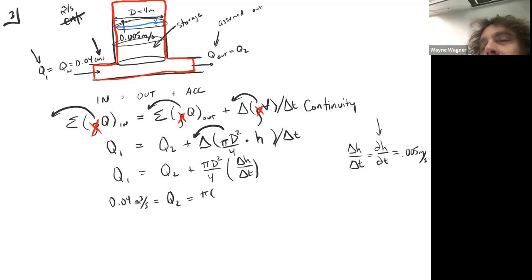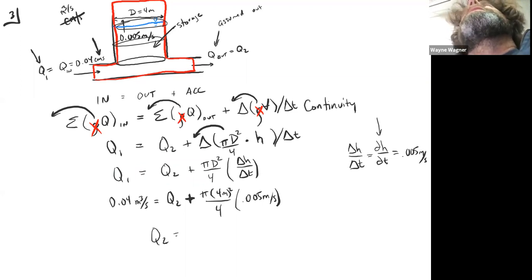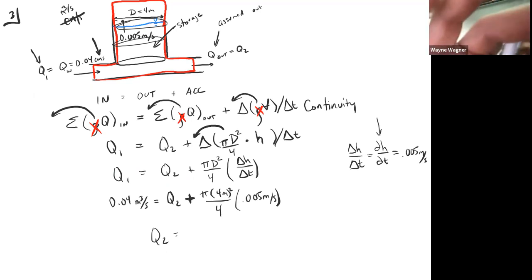And then pi times this diameter, which is 4 meters, squared over 4, and then dH/dt, which is 0.005 meters per second. Oh, this should be a plus sign, sorry. So we can go ahead and solve this, and I don't know what we're going to get here. Let's see, pi times 16 divided by 4, so that's times 4 times 0.005. This number right here is 0.0628, so it's larger than this number.